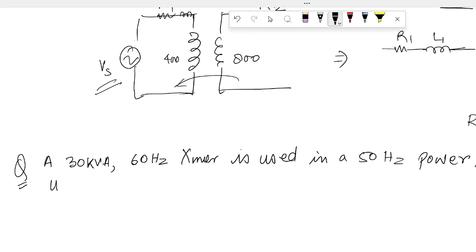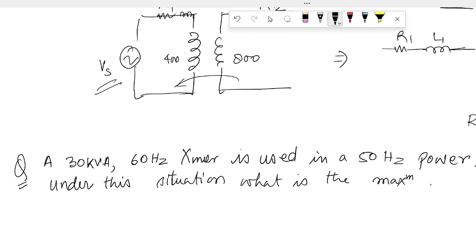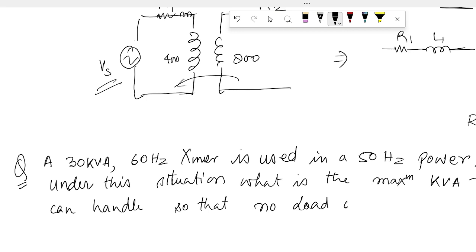Under this situation, what is the maximum kVA that this transformer can handle, so that the no load current is not more than the rated no load current. Clear?